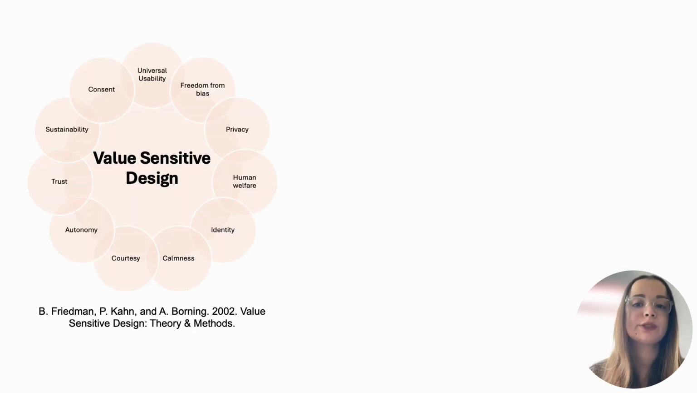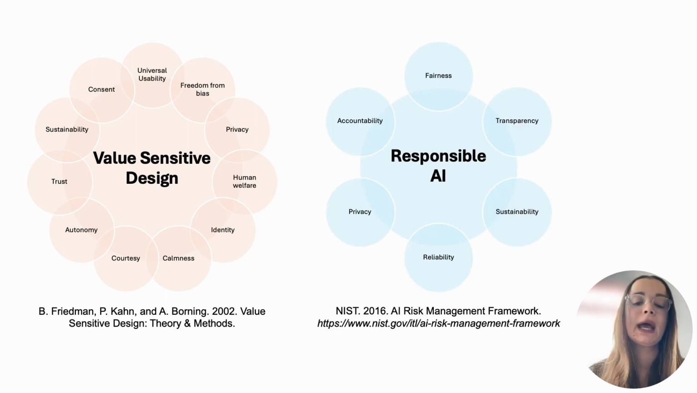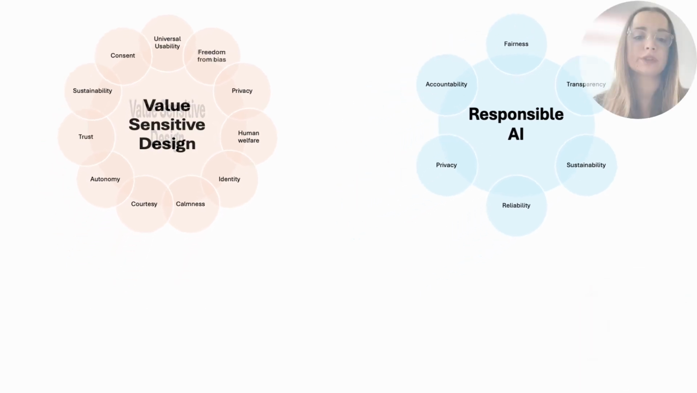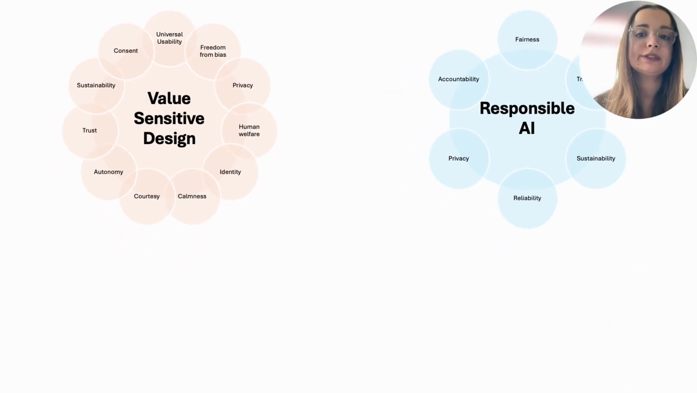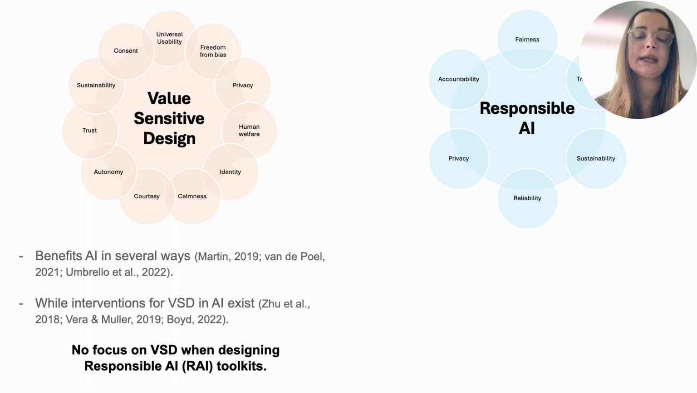Two fields that explore these types of questions are that of value-sensitive design and responsible AI, and each space comes with its own set of core values, some that seem to overlap and some that don't, and this is what inspired our research. So before I dig in, I'll provide a bit more context. Value-sensitive design is a framework that helps embed human values into technologies through three types of investigations that are conceptual, empirical, and technical. Applying value-sensitive design to AI has been proven to provide several benefits.